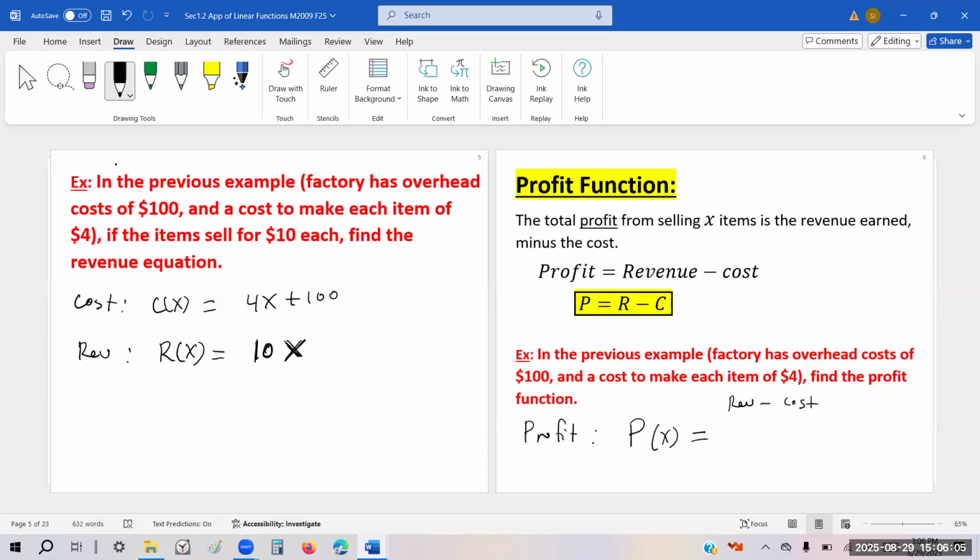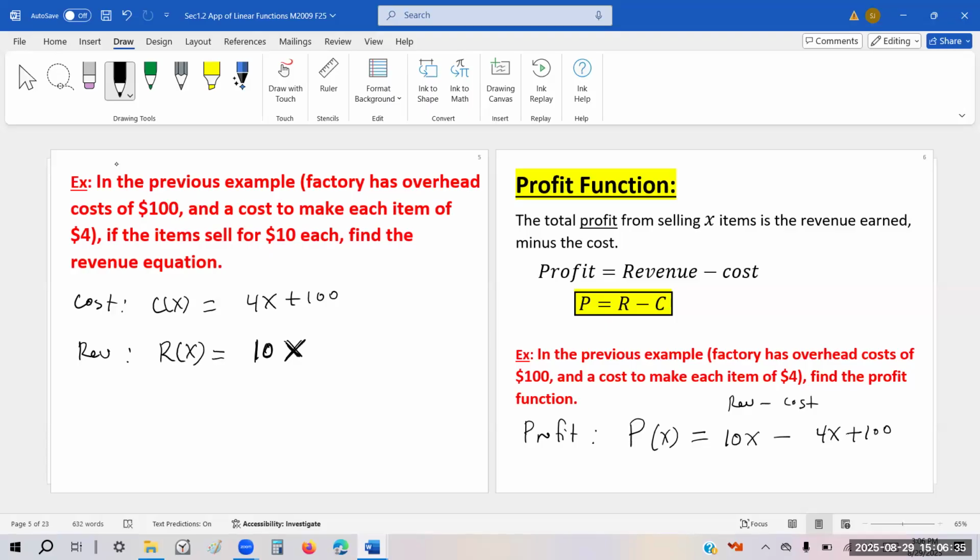So in this scenario, the same scenario we worked with before, you sold every item for $10. So what is your revenue function? The answer is on the left side. Come on, guys. 10x. So revenue is 10x. And what is your cost? 4x plus the monthly cost. How much is the monthly cost? $100.